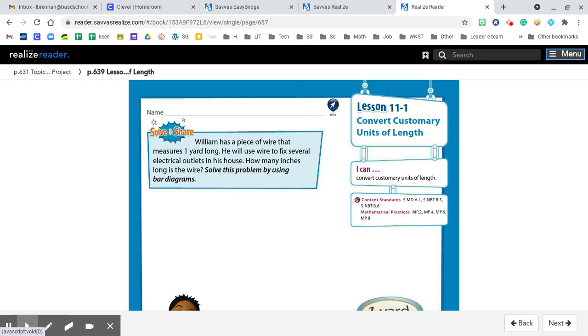All right, today we're doing 11-1, convert customary units of length. I can convert customary units of length. William has a piece of wire that measures 1 yard long. He will use wire to fix several electrical outlets in his house. How many inches long is the wire? Solve this problem by using bar diagrams.